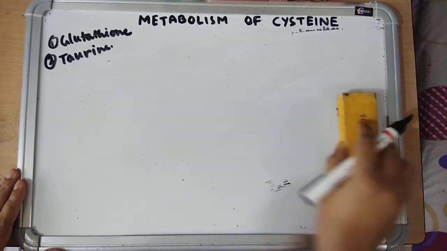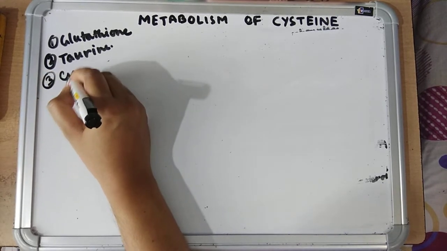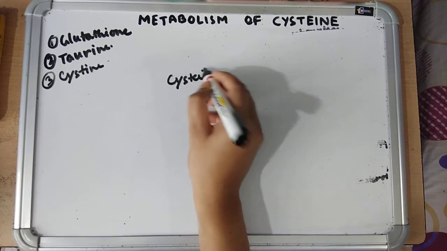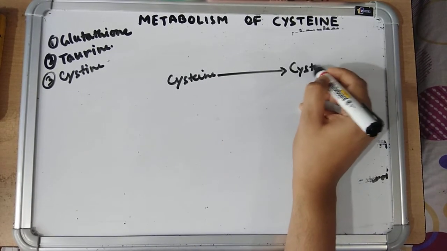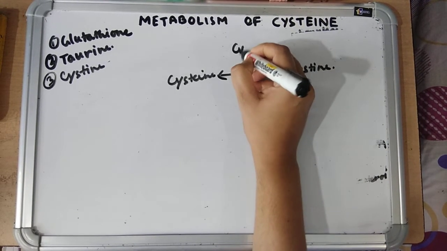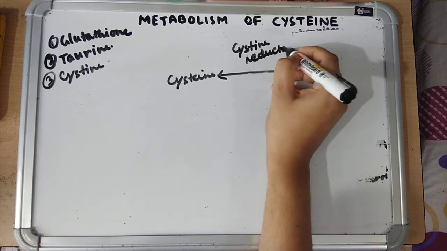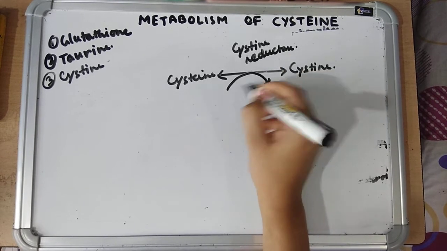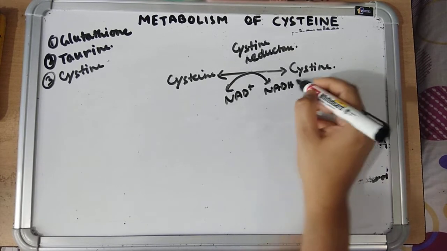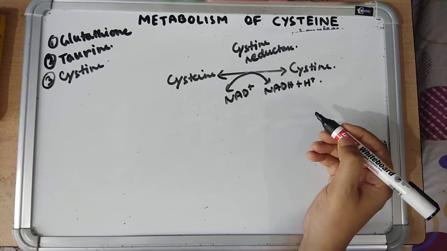Next product is cystine. Cysteine is oxidized to cystine. This is a reversible reaction catalyzed by the enzyme cystine reductase. NAD is required. Okay, so this is cystine synthesis.